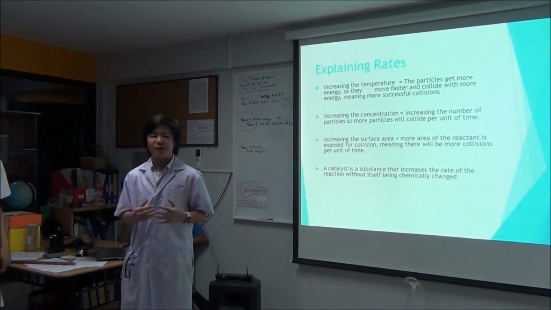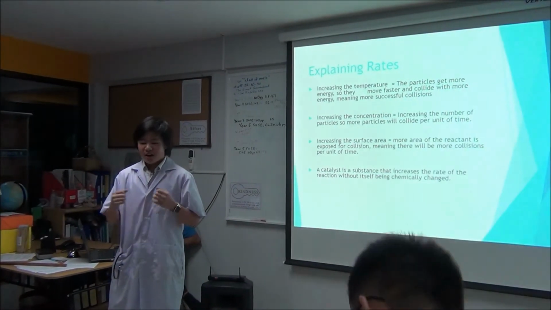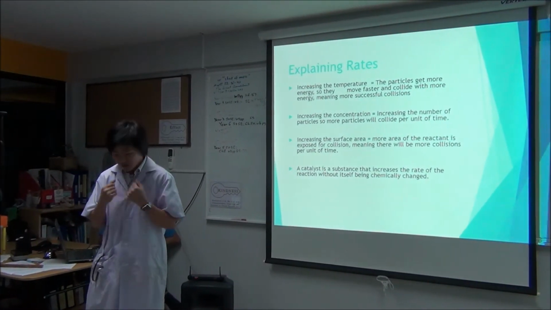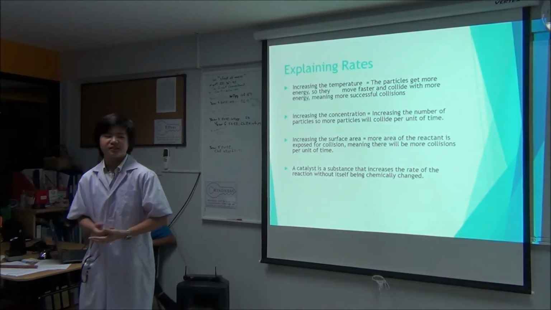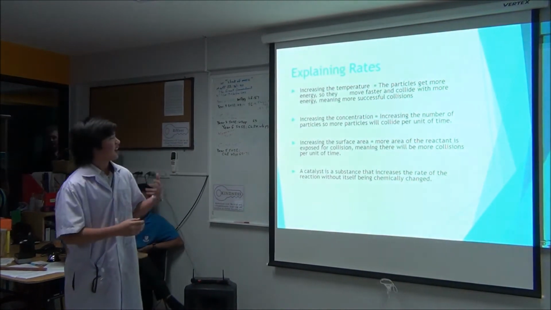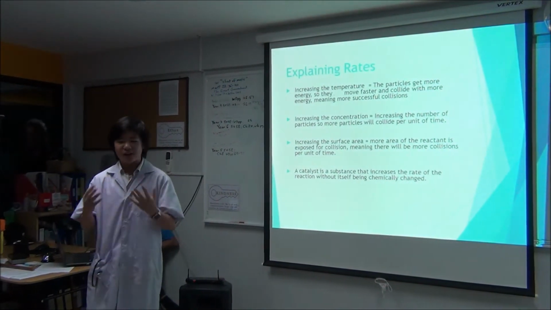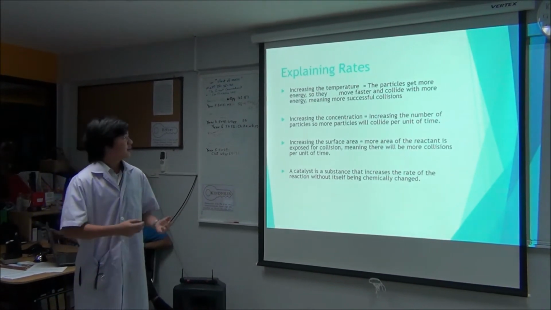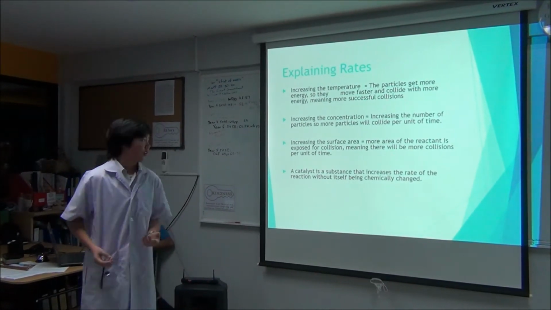So, what really makes a reaction occur? A reaction is when particles collide with each other to form a product. And in order to increase this rate, we can increase the temperature. So the particles get more energy and they move faster, they collide more often, meaning more successful collisions can occur.